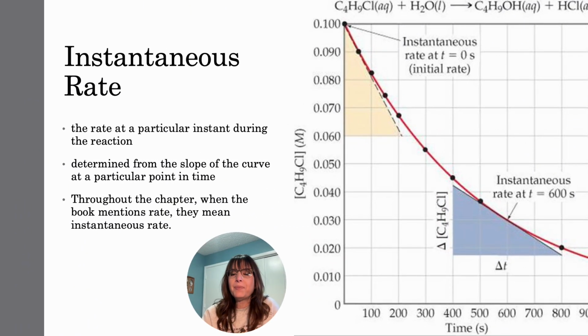You're going to see the instantaneous rate quite a bit. An instantaneous rate is just the rate at a particular moment in time in a reaction. And you can actually determine that from the slope of the curve at a particular point in time, which does sound a little bit like calculus. You actually can do calculus here, or you can do what they show you on this graph, which is make a triangle out of it and do a little bit of division. We're not really going to get into that.